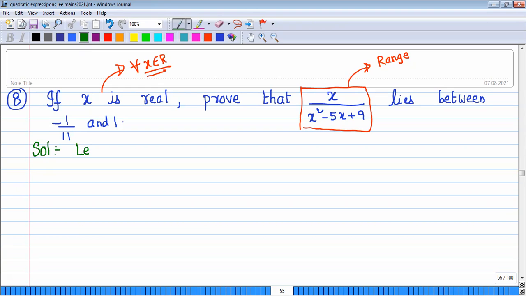Let y equal x upon x square minus 5x plus 9. Cross multiplication. We get x square y minus 5xy plus 9y equals x. So if we transpose x to the left hand side, we get x square y here.